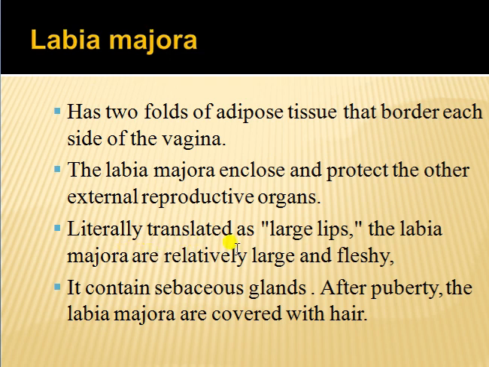Labia majora is literally translated as large lips. They are relatively large and fleshy, so they look like large lips. They contain sebaceous glands. After puberty, the labia majora are covered with hair. They contain a large number of sebaceous glands, which secrete sebum. This is always to moisten the vagina.